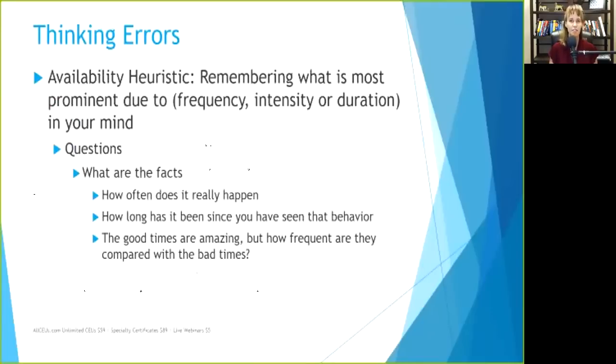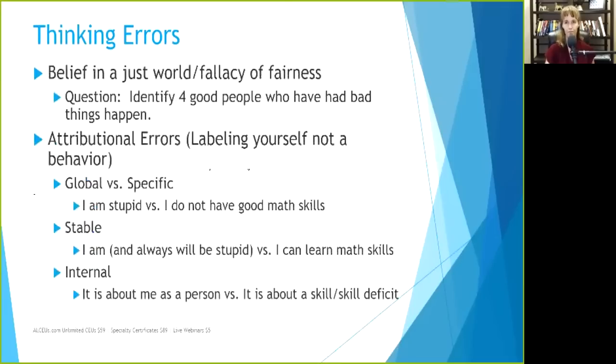Remembering that with the availability heuristic, remembering how often something really happens, how long it's been since you've seen that behavior. And remember that sometimes good times are amazing, but how frequent are they compared with the bad times? Another thinking error is a belief in a just world or a fallacy of fairness. I just ask clients, identify 4 good people you know who've had bad things happen. And in reality, we all have bad things happen. Good people do, bad people do, in-between people do.